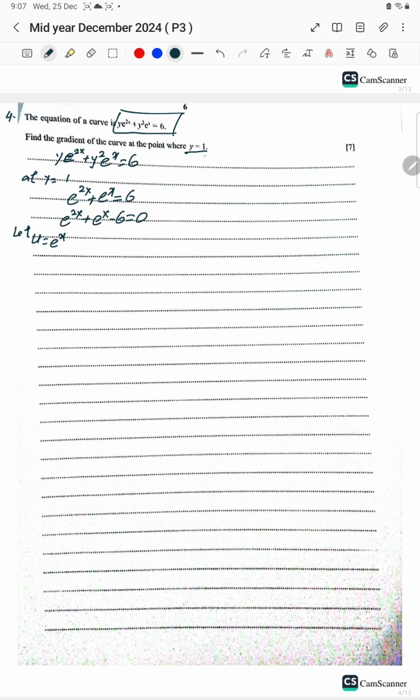So first replace y equal to 1 in the equation. We will get this term, and it means u squared will be e raised to power 2x. So it will be u squared plus u minus 6 is equal to 0. If we use the middle term break rule, we can factorize it. u will be minus 3 and u will be 2.